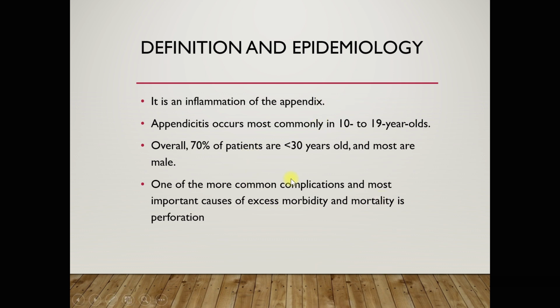One of the more common complications and the most important cause of excess morbidity and mortality is perforation of the appendix. As the obstruction progresses, the arterial supply of the appendix will be affected, which results in tissue ischemia and consequently necrosis. So the appendiceal lumen perforates, and this results in dissemination of the contents into the peritoneal cavity, which ends up with GI focus sepsis, and the patient suffers excess morbidity. So perforation is one of the most common causes of excess morbidity and mortality.